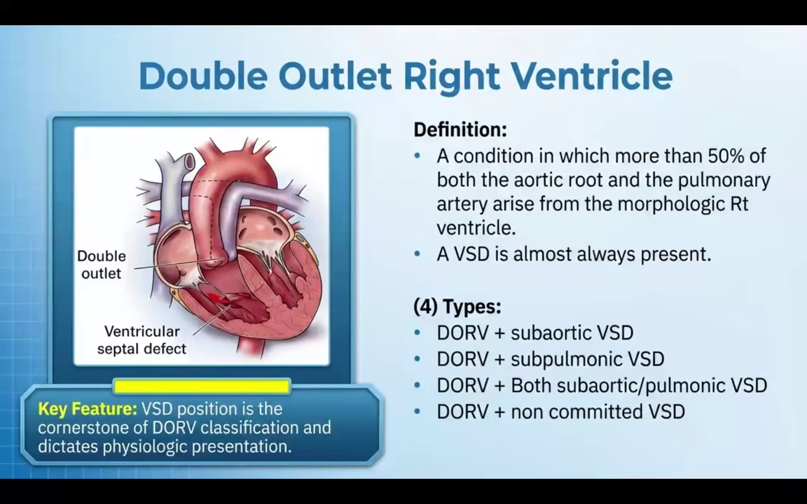Okay, so double outlet right ventricle, there are four types. One thing I do want to mention with double outlet right, almost always there is a VSD present. Okay. Now, the proper definition is a condition where 50% of the aortic root and the pulmonary artery both arise from the right ventricle. Now, how to know the difference between the different types is really where that VSD is present. And that really helps you in determining which type is present. Okay, so let's take a look.